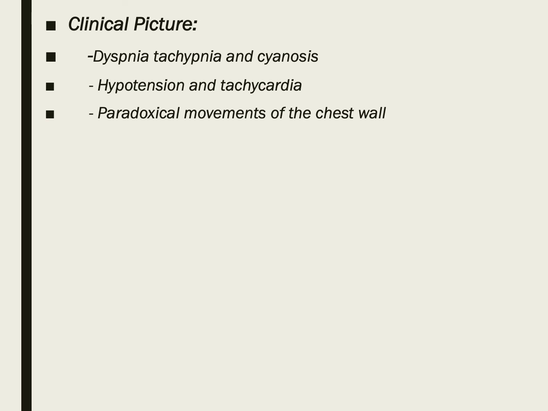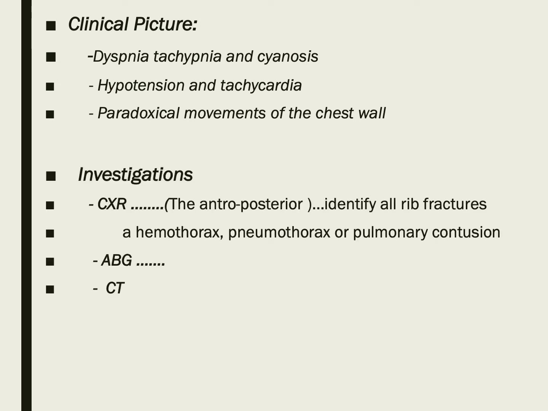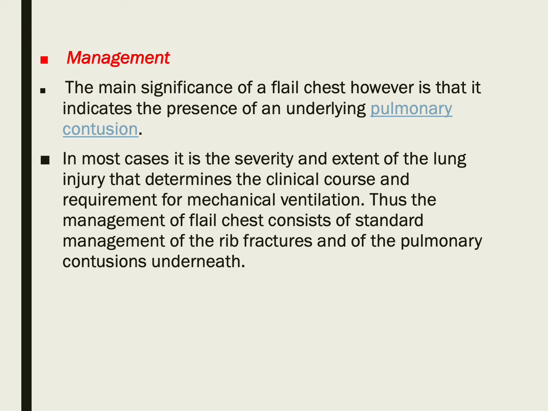The clinical picture is that patients will have severe pain and tenderness, which is precipitated by respiration and movement. Also they will have dyspnea and tachypnea, and respiratory compromise because of the impaired ventilation, and also hypotension and tachycardia. If we do a chest X-ray, you can identify the fractures; do an ABG and CT scan to identify if there are associated underlying injuries. The main significance of the flail chest, however, is the indicated presence of pulmonary contusions, because this will add to the respiratory compromise and the hypoxia.